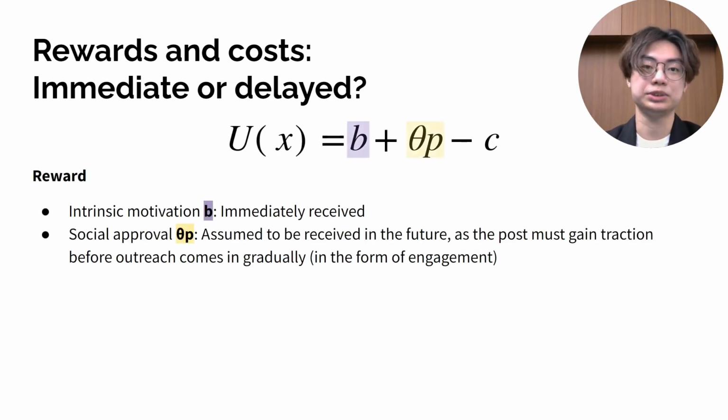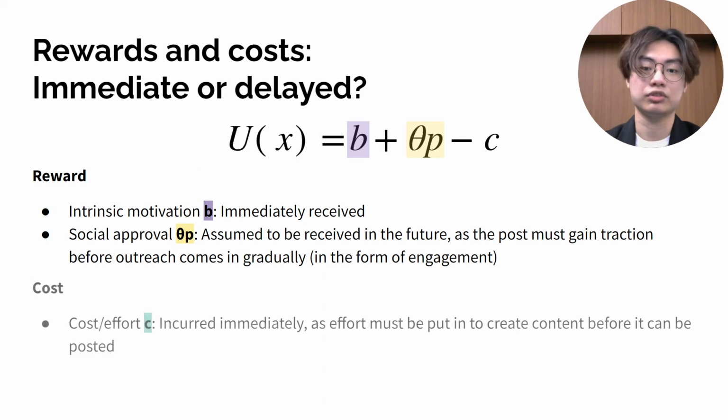Intrinsic motivation, B, is immediately received at the time of posting. However, social approval, theta P, is only received in the future. This is because the post must first gain traction and engagement, and interaction from other users will stream in over time. For the cost of posting, C, this is incurred immediately. The poster must first put in effort to ideate, create, and edit their content before the post can be created.